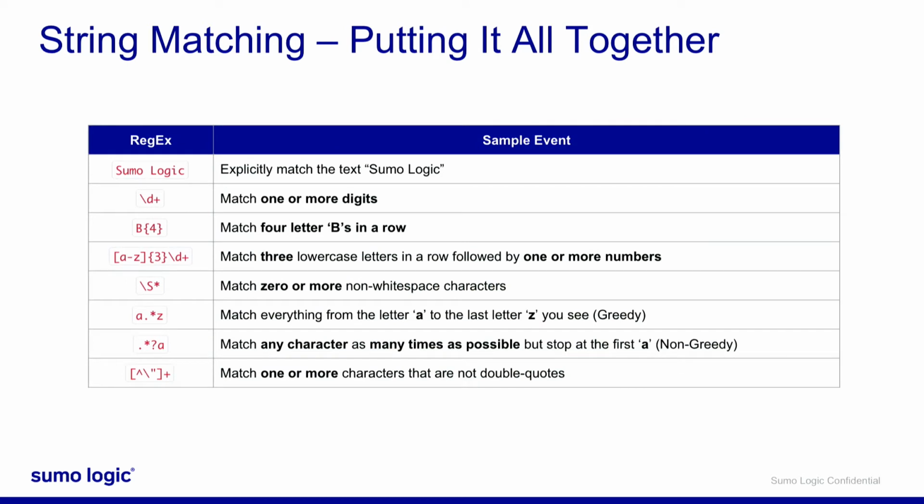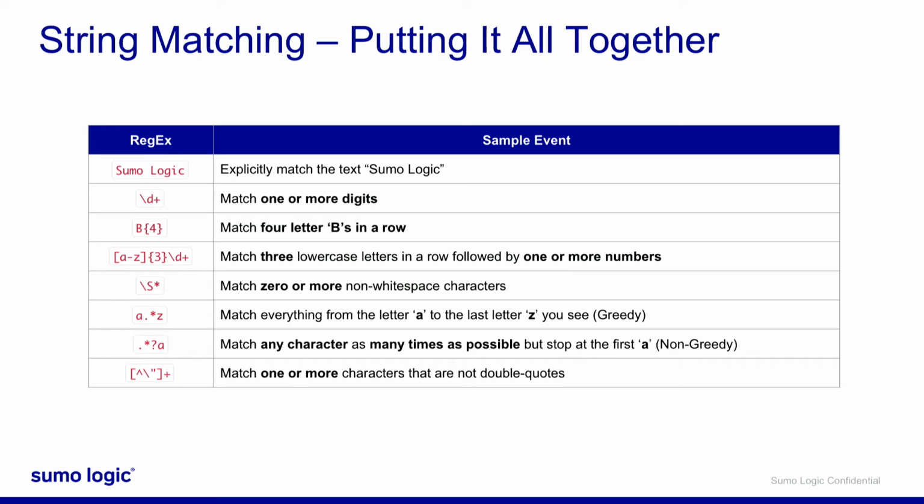Let's put it all together. As the first thing I've said, characters are regular expressions. So if you write Sumo Logic, you're going to match Sumo Logic. Match one or more digits. Match 4 capital letter Bs. Now this is where we start actually putting it together. So I want to capture 3 lowercase characters followed by 1 or more numbers. These are the kind of things you can put together to be quite specific about what you want to extract out of your events.